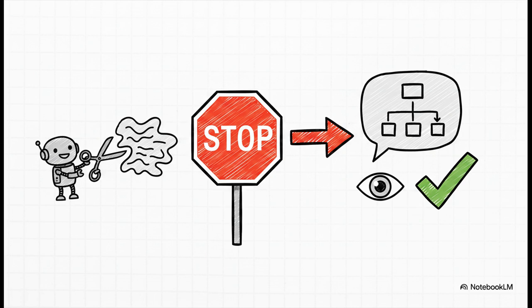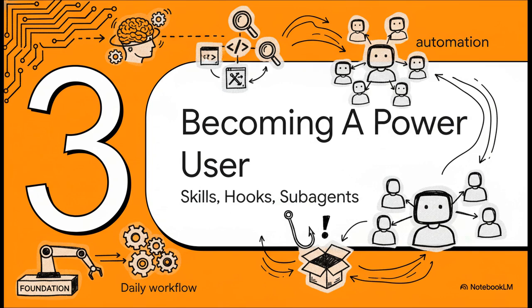That's it. It will lay out its step-by-step logic, you give it the thumbs up, and then it executes. It's your ultimate safety net. Okay, foundation is solid, daily workflow is smart. Now it's time to become a real power user. We're about to unlock the concepts that enable true, full-scale automation: skills, hooks, and subagents. This is where it gets really fun.